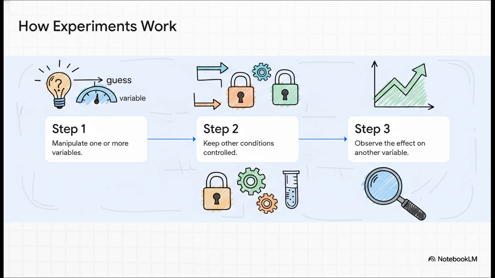And the process is super disciplined. You start with a hypothesis, an educated guess, then you go in and you tweak one specific variable to test that guess. The next part is absolutely critical. You lock down all the other conditions so you know you're running a fair test. And finally, you just carefully watch and measure the result. It's all about isolating one single relationship to see if it's real.